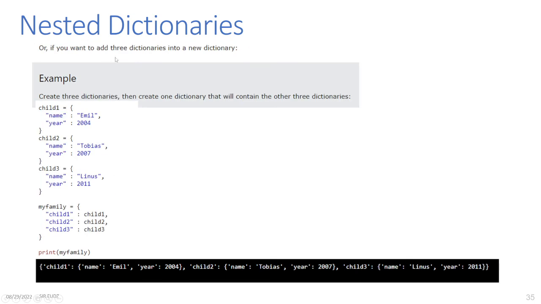If you want to add three dictionaries into a new dictionary, create three dictionaries, then create one dictionary that will contain the other three. So let's say we have one dictionary, child 1, another dictionary, child 2, then another dictionary, child 3. Then in my family, we have child 1, child 1. So we have added this dictionary, then child 2, child 2. Of course this is the key, this is the value, then child 3, the key, and then the value. Then if you print my family, it is similar to the previous one.